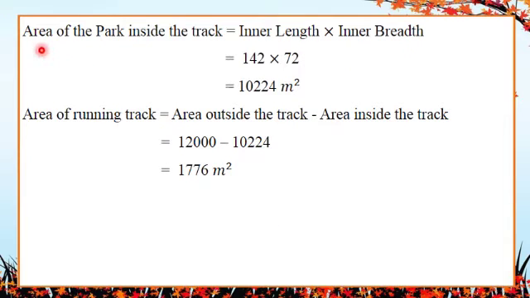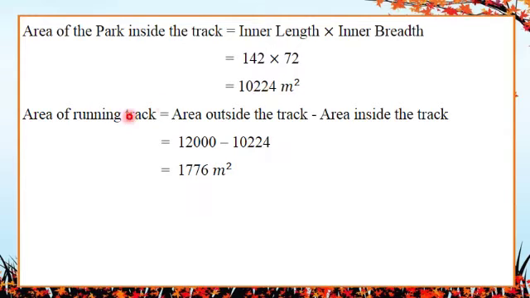Okay, now the area of the park inside the track. For this purpose, multiply the inner length and inner breadth. And 142 multiply with the 72. After the multiplication, I will have 10,224 meter square. This is the inner area without the running track.